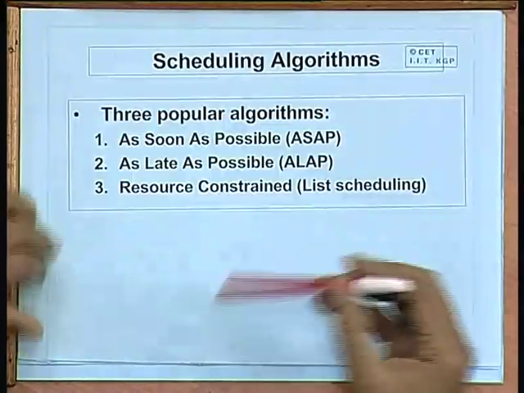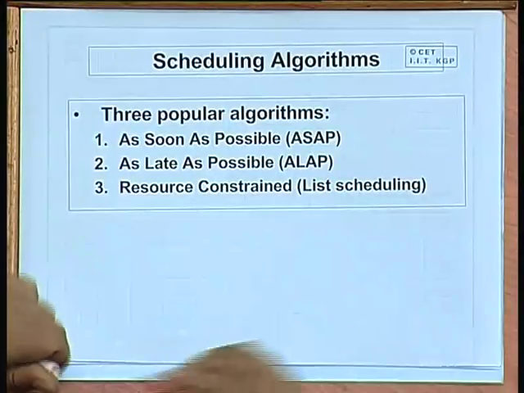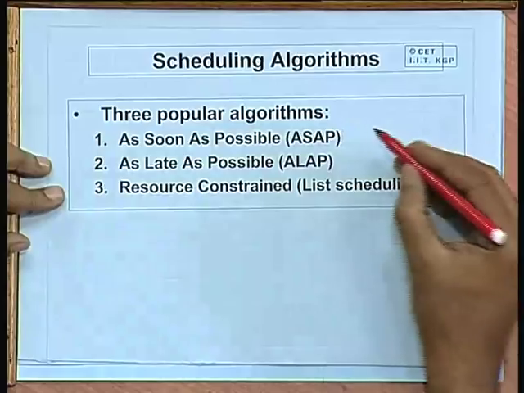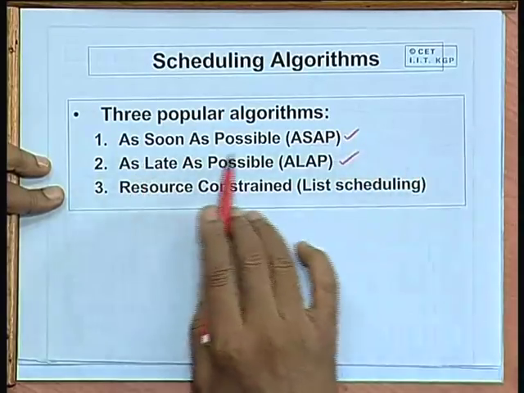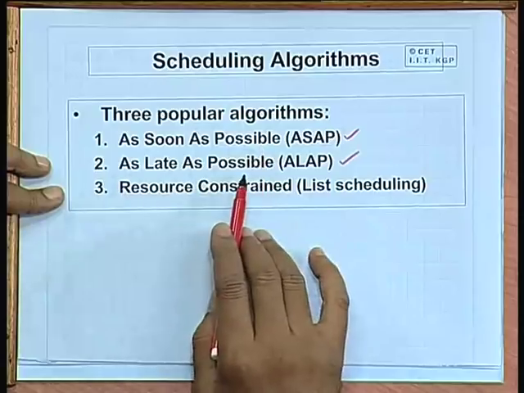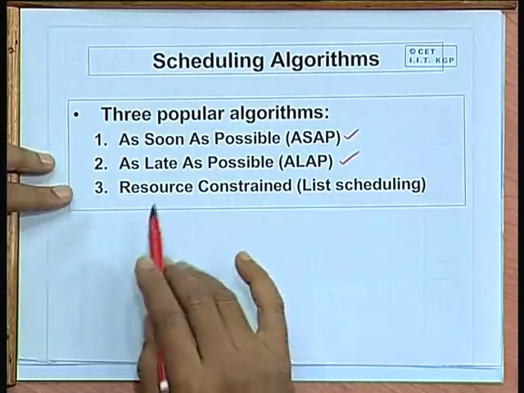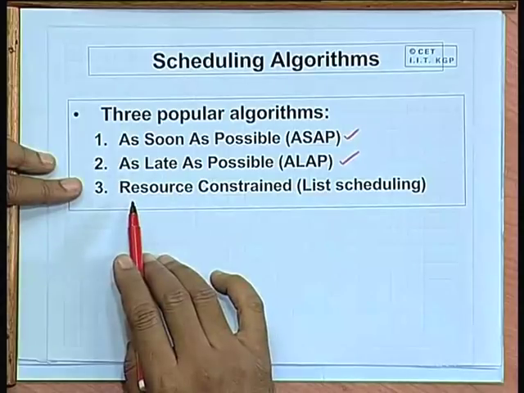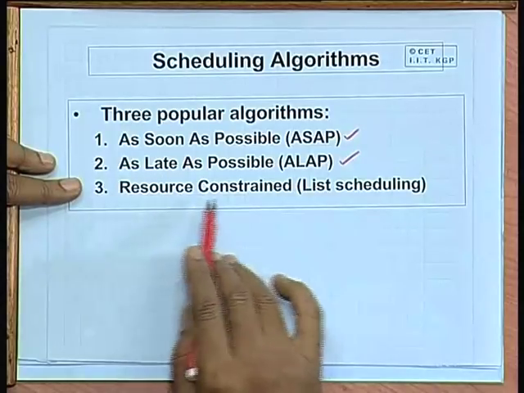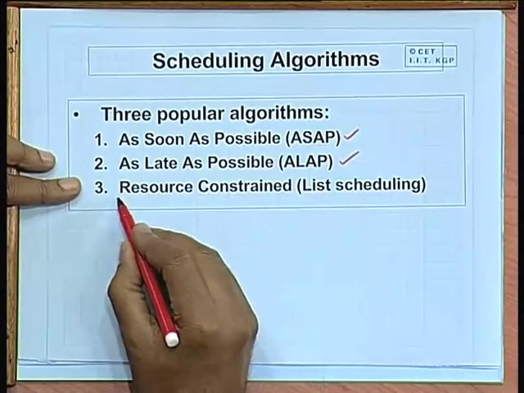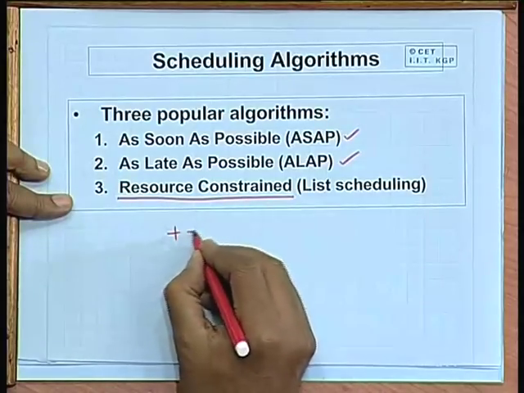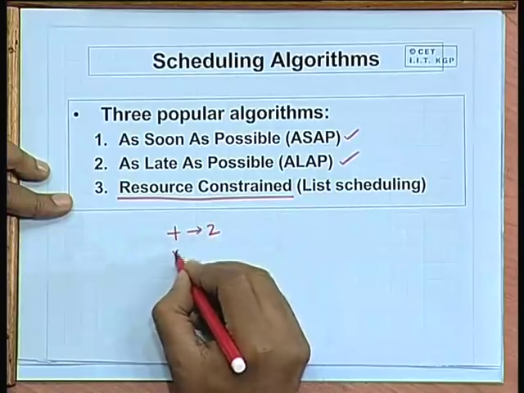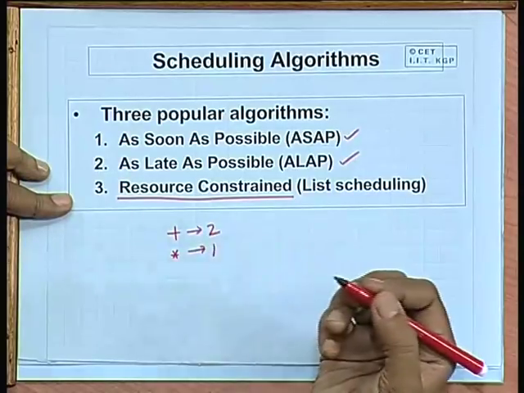there are 3 classical algorithms which people talk about. Of course, there are others also, we will see. The 3 classical algorithms are, first 2 are absolutely greedy, as soon as possible, as late as possible. We will explain what these are. The third one is a schedule which works under certain resource constraints. Like you can say that I have only 2 adders, I have only 1 multiplier. So, now you obtain the schedule.